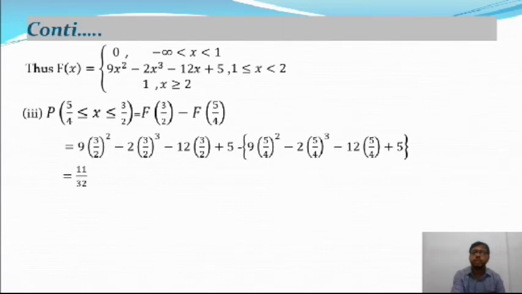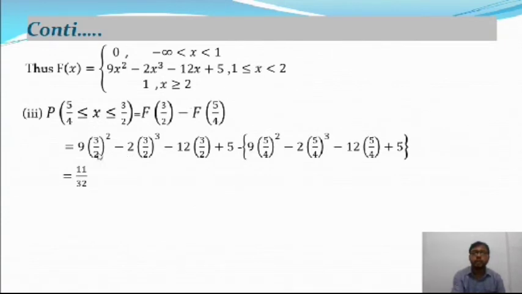Probability of a less or equal to x less or equal to b will give F(b) minus F(a). So the probability of 5/4 less or equal to x less or equal to 3/2 will give F(3/2) minus F(5/4). So 3/2 is 1.5, and 5/4 is also 1 point something. So the two values of the function F lie in the interval 1 to 2.